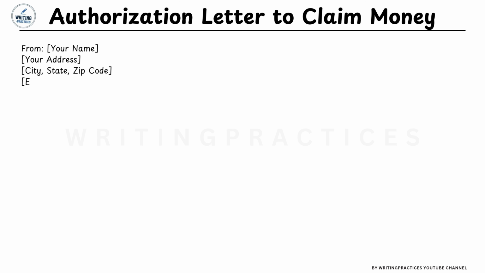So let's dive in. First up, at the top of your letter, you'll want to include your contact information. This makes it easy for the recipient to know who the letter is coming from. Start by typing your full name, followed by your address, phone number, and email address. All of this should be left aligned at the top of the page.